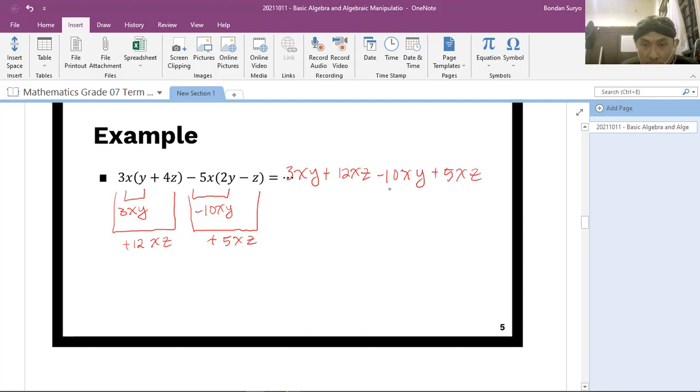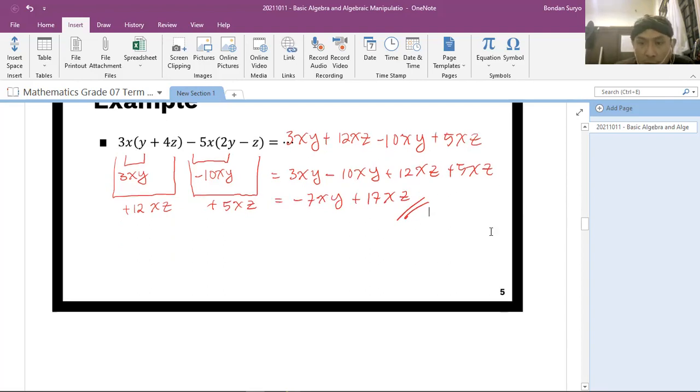See, we have xy, xy, xz, xz. So to simplify this expression, it'll be 3xy minus 10xy plus 12xz plus 5xz. Then 3xy minus 10xy equals -7xy, plus 17xz. Done. That's the example of single brackets.